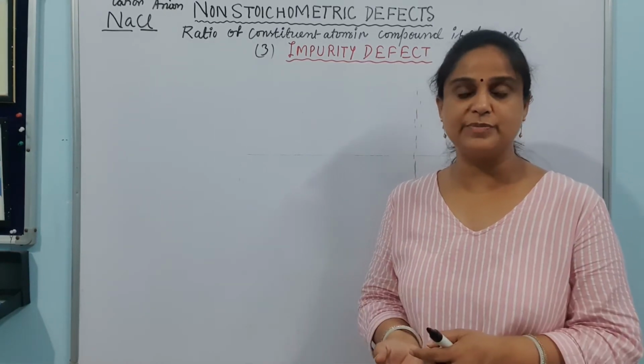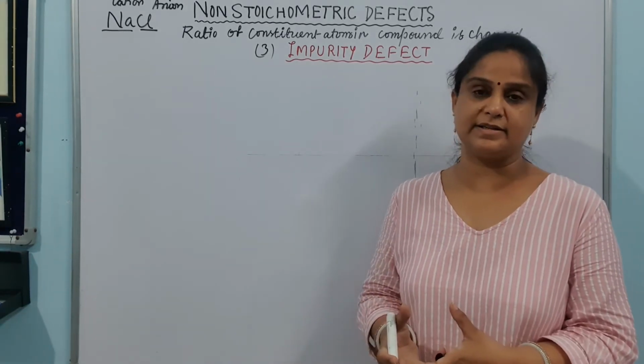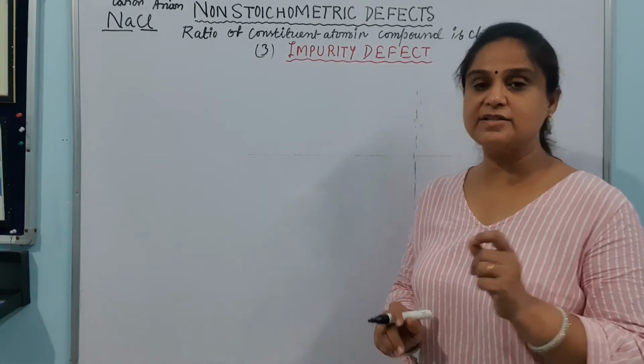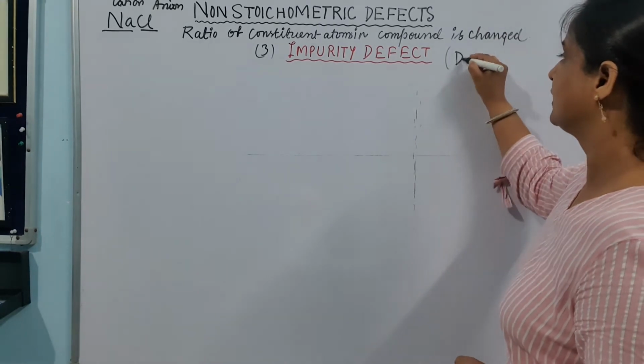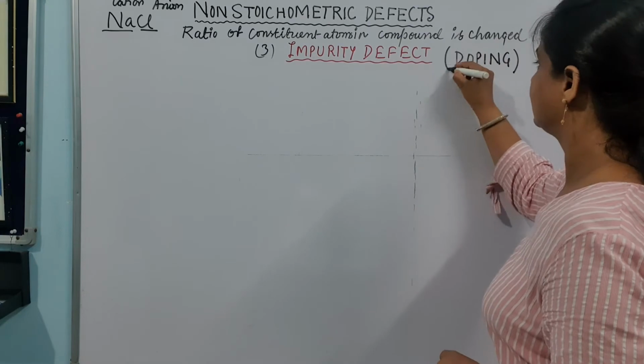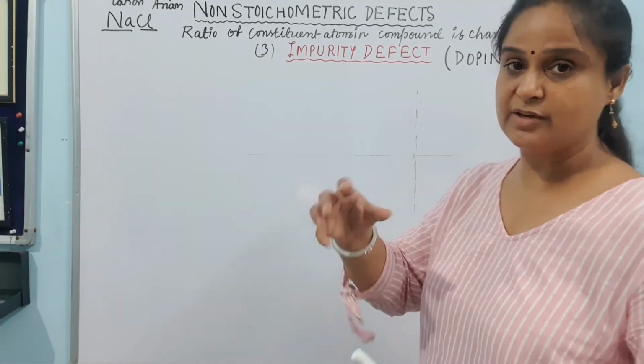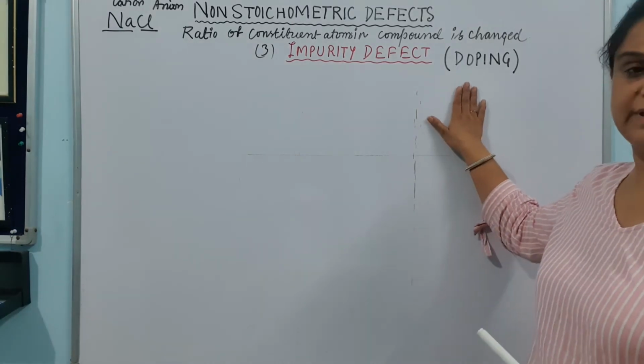How it is going to make changes in the crystal and what will be the effect on the property of that crystal due to this impurity. This is also called doping. Impurity of any ion from outside. Doping का मतलब mixing of something. Okay. So this is called impurity defect.